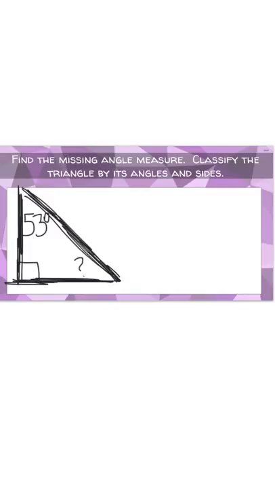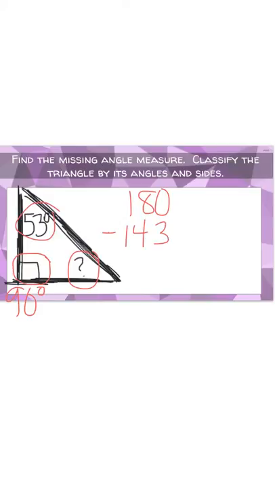And finally, look at the last one. We have a 53 degree angle, and we have a box which shows us that that is 90 degrees. Again, all three of these should add up to 180 degrees. So if you add the 90 and the 53 together, you'll get 143. Subtract that from 180 to find the last angle measure, and you will get 37 degrees.